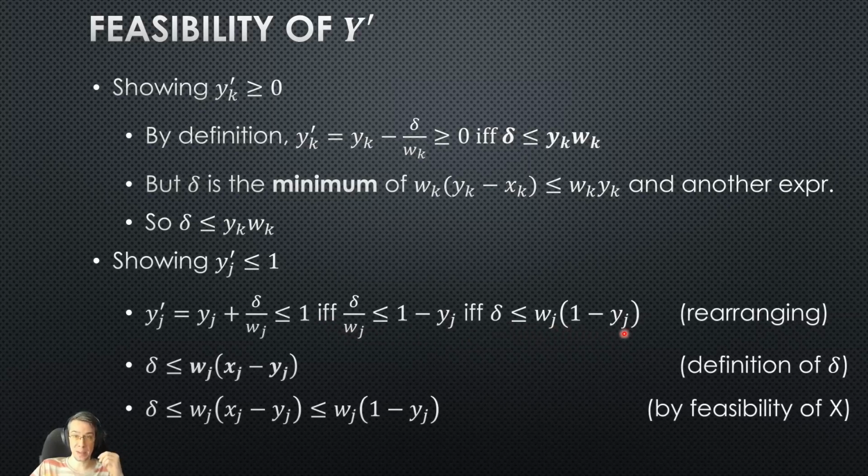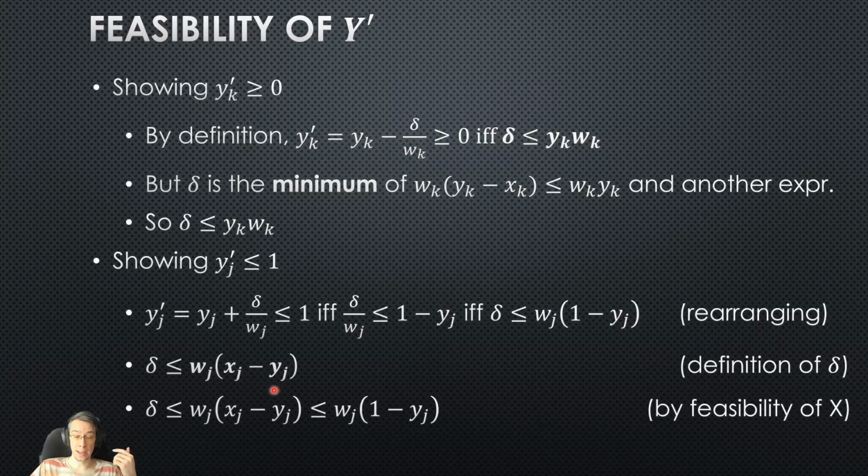Okay, well, from the definition of delta, remember, delta is the minimum of two expressions, so it's less than or equal to both of those expressions. So let's just pick the one that contains a w_j and a y_j, and we get from the definition of delta, delta is less than or equal to w_j times (x_j minus y_j). This is just coming from how we define delta. This is one of the two terms in that minimum.